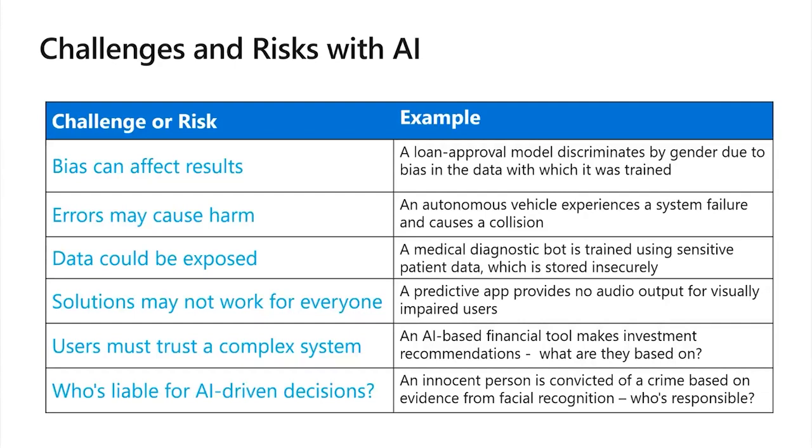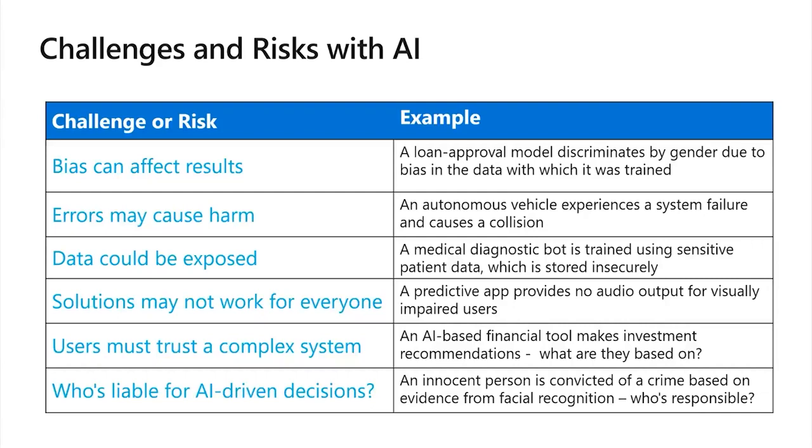Second one is errors may cause harm. Yes, an autonomous vehicle, if it experiences a system failure, what happens, right? It could cause a collision, and it can be very serious. Another example here would be if there's an algorithm that determines whether or not you have a certain disease. And if you have the disease, you should be operated on immediately. What if there's a wrong diagnosis based on the algorithm?